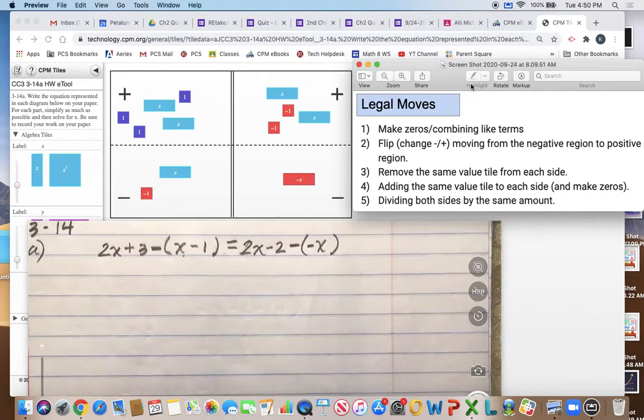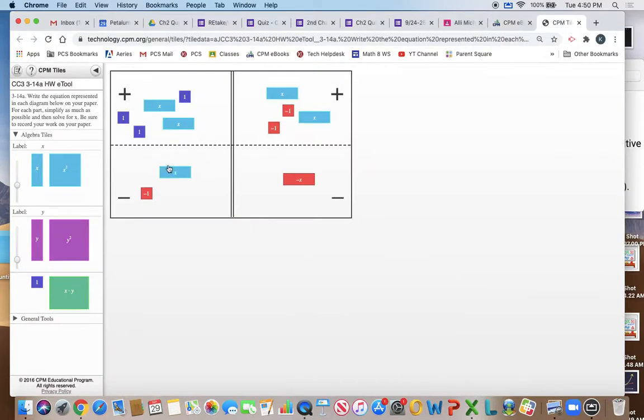So we could make zeros or combine like terms, but I don't really see any opportunities for making zeros. So probably the next thing we'll do is we'll just flip. We'll take these things that are down in the negative area and flip them, and then see if we can make some zeros or combine like terms from there. So I'll take these two things and move them up. And then I have to flip them. So this becomes a negative x. And then let's take this up here and flip it.